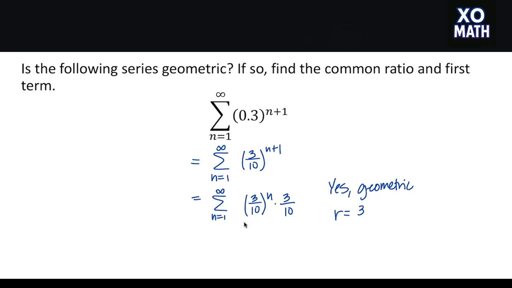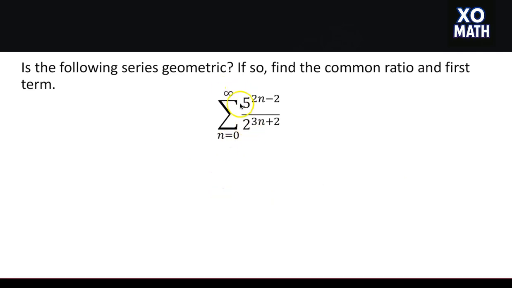R is 3/10. And now let's think about what happens when I substitute in 1 into my n. So if I substitute in 1, I'm going to get 3/10, but there's this other 3/10 here. So that's going to end up being 9 in the numerator, and then 10 times 10 is 100 in the denominator. So my a1, my first term, is 9 over 100. I'm going to write my fractions as a clear numerator over denominator. So my r is 3 over 10. My first term is 9 over 100.